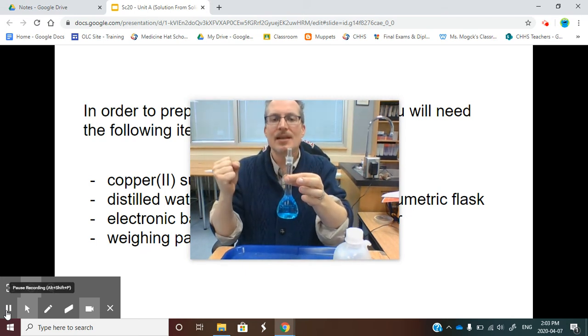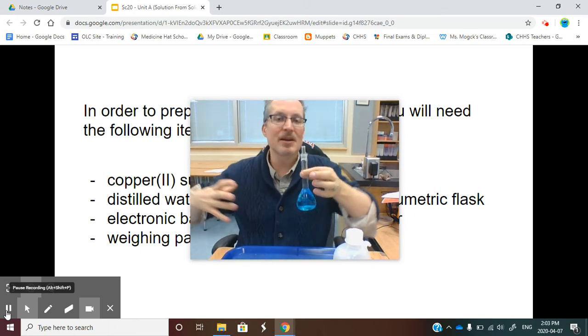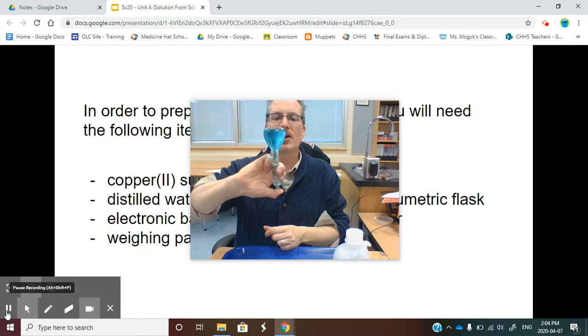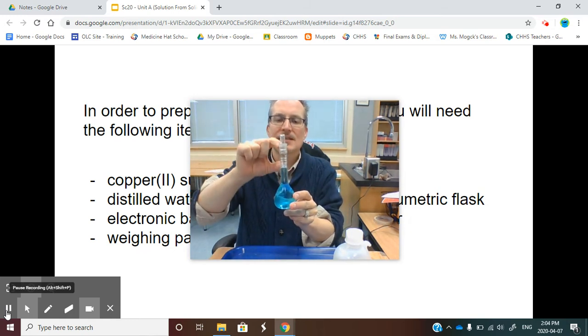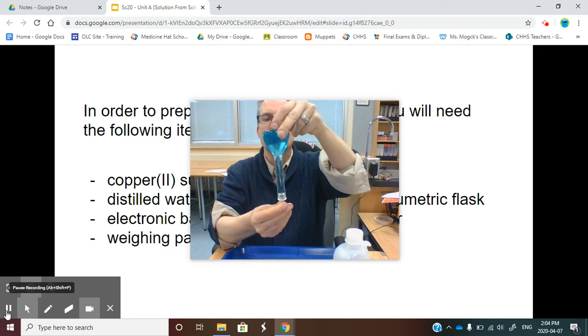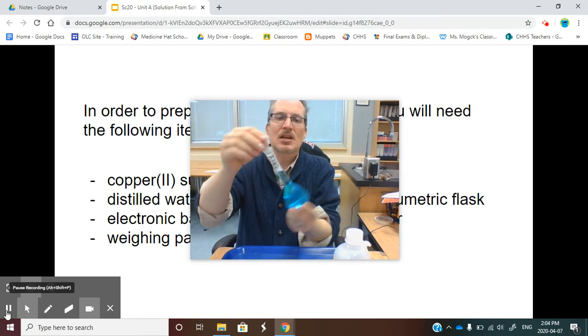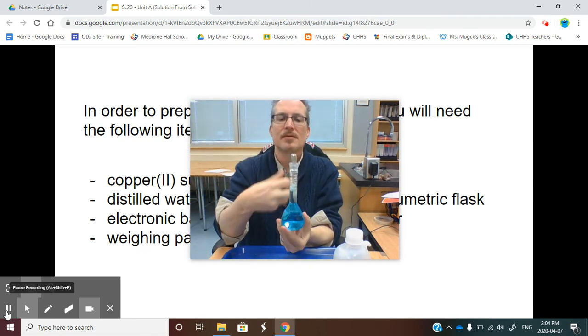And we don't shake in chemistry because we don't know if this is going to react violently, if it's exothermic or endothermic. So we're just going to put the stopper at the top and invert it, and we're going to let the natural bubble in this cause the mixing. So we don't do anything drastic.